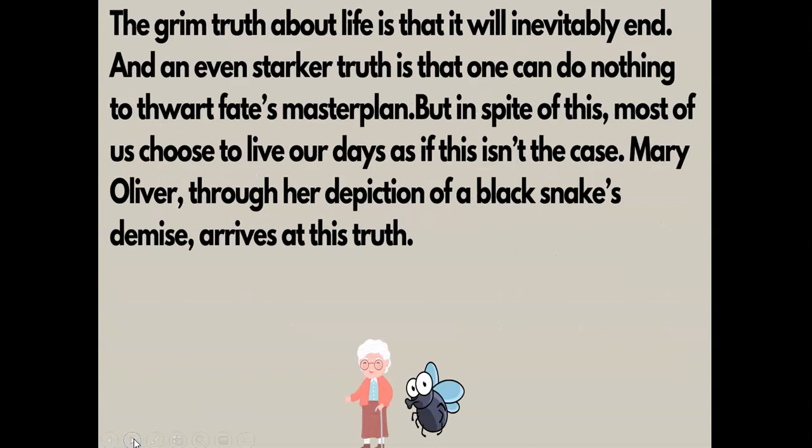Very simple one, okay? The grim truth about life is that it will inevitably end. And that can be stated as simply as that, right? That's Mary Oliver's main point. That's the universal truth of "Black Snake." And an even starker truth is that one can do nothing to thwart fate's master plan. But in spite of this, most of us choose to live our days as if this isn't the case. So we're three sentences in. Mary Oliver, through her depiction of a black snake's demise, arrives at this truth. And that's good enough to get the thesis point. So we're good, right? We've seen three examples of how to manipulate the inverted thesis.